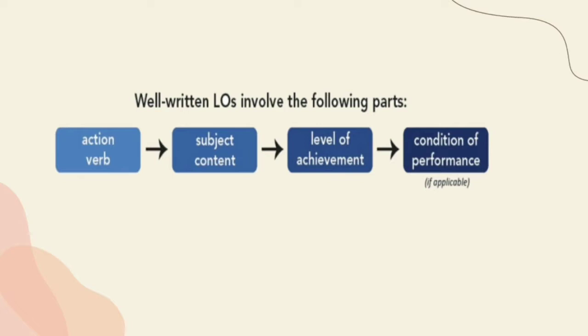Condition of performance, if applicable. Learning outcomes help with assessment and thus should clearly indicate what success looks like for the learner. There should not be too few or too many learning outcomes. 4 to 6 is the ideal number.